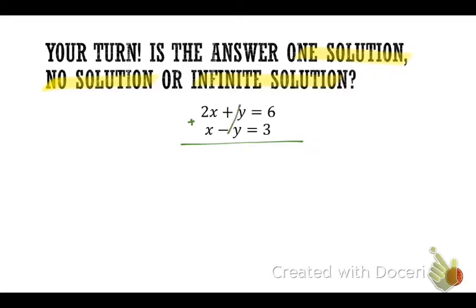Yeah, the y's cancel. But what is 2x plus x? Is that going to cancel? No. 2x plus x is 3x. So right now, I know I have a solution, because if I had a special solution, the x's would have canceled too, and they didn't. So 3x equals, what is 6 plus 3? 9. I can solve this.